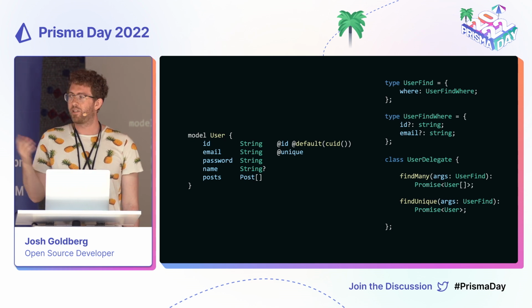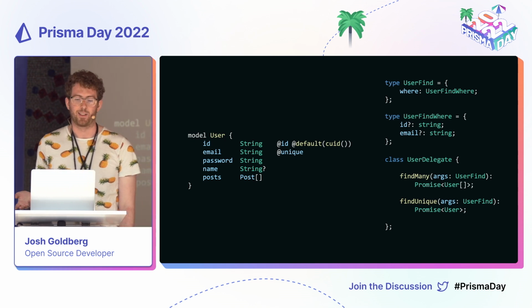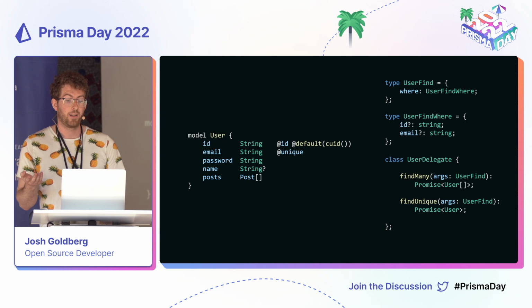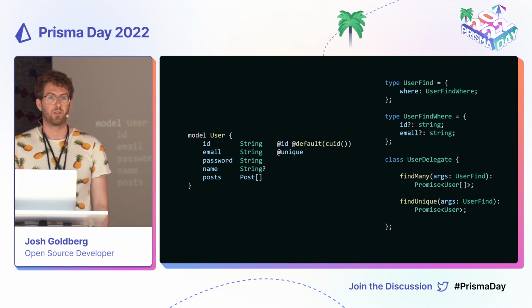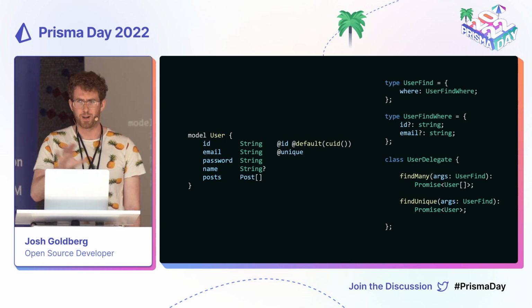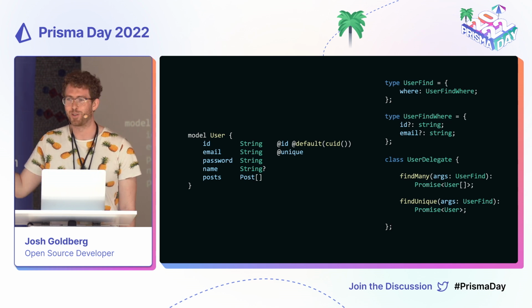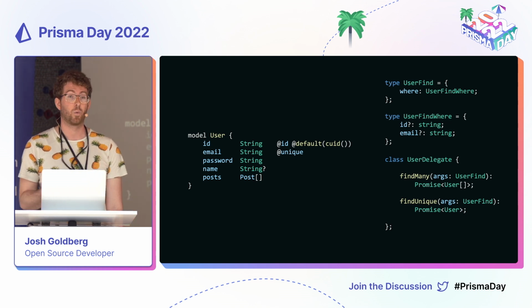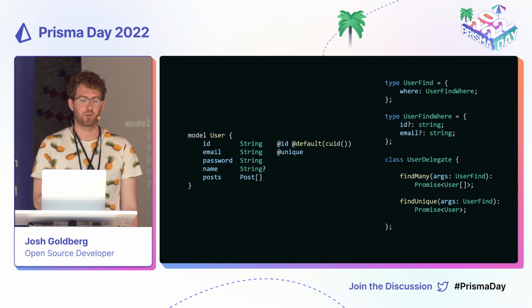Now, we're going to start talking about the types that go into these methods. For example, findMany might take in an args type like UserFindArgs, which here I've defined as a much simpler type. I know there are many features in Prisma not covered. That takes a where object, which has, let's say, optionally ID and email.